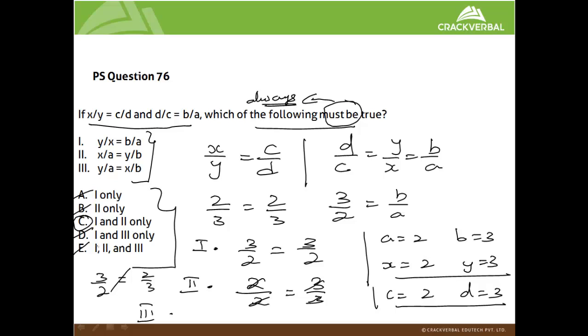We need not plug in another set of values. If for one set of values one of the statements is false, we can eliminate it. But if you want to try one more set of values to prove statements 1 and 2, you can. Here it is very straightforward, because a, x and c always have the same values, and likewise b, y and d always have the same values. So statements 1 and 2 will always be true. The answer option has to be C here.